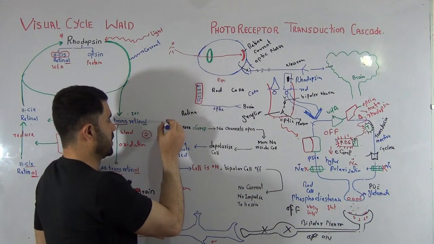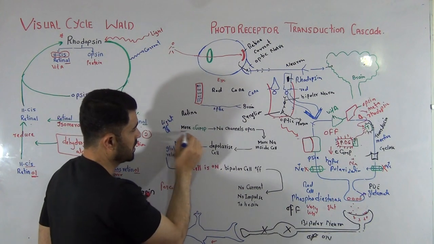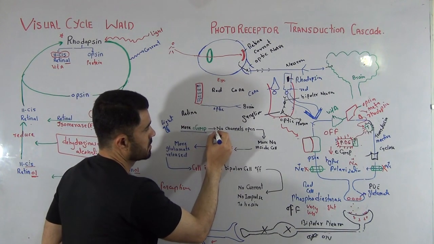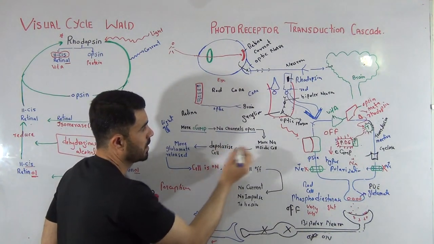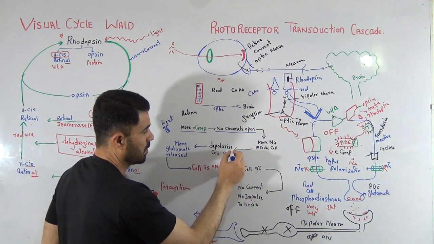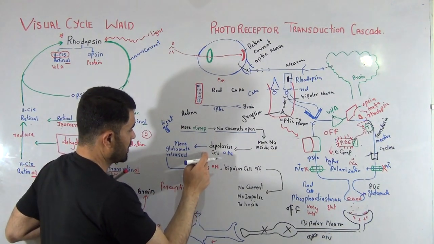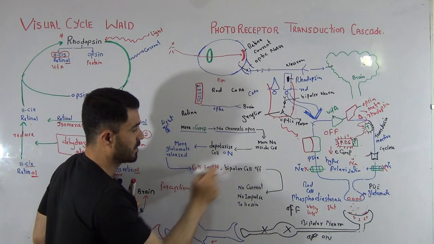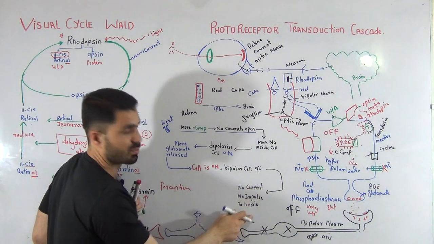When the light is off, when there is no light, what happens? There is more cyclic guanosine monophosphate. Sodium channels are open. More sodium comes inside the cell. The cell is depolarized. This is called on. We say the cell is on. Then as a result of the depolarized cell, more glutamate is released, and more glutamate causes the rod cell to be on and the bipolar cell to be off. No current, no impulse to the brain.